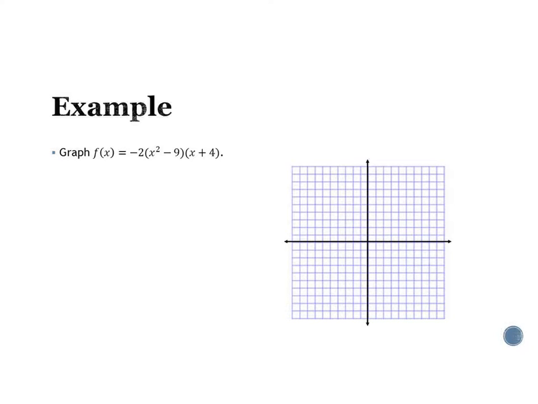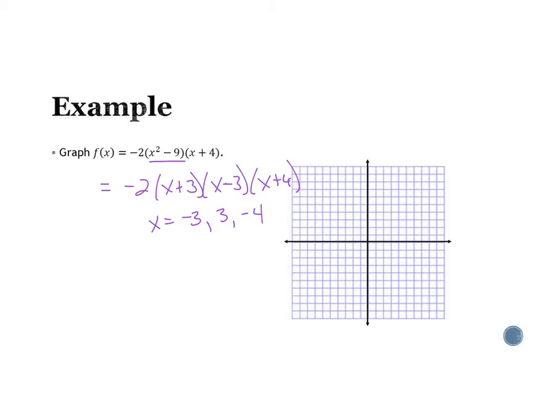We haven't graphed in a while, but if I want to graph this and I have it factored, then I already know my zeros are my x-intercepts. Actually I need one more step here to finish factoring this. In the middle here we have a difference of squares. So this equals -2 times x plus 3 times x minus 3 times x plus 4. So my zeros are going to be -3, +3, and -4.